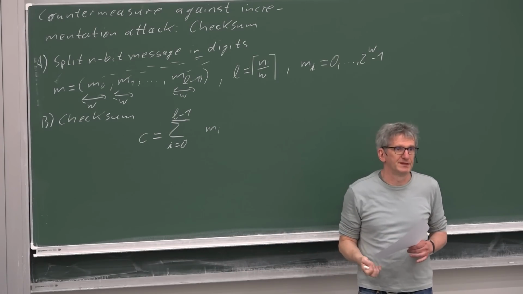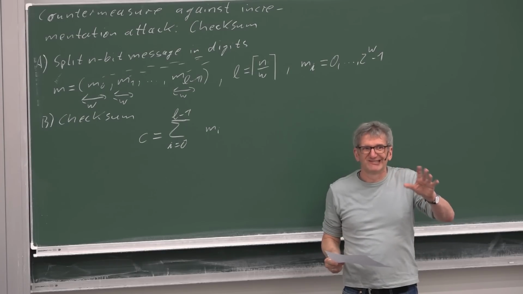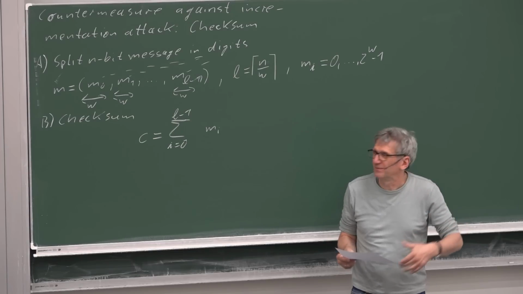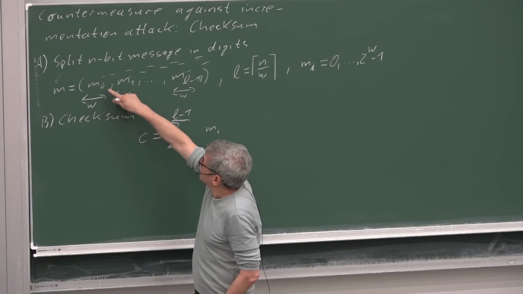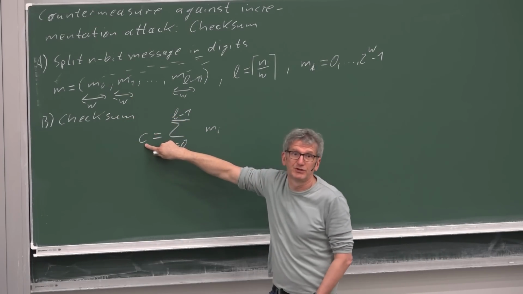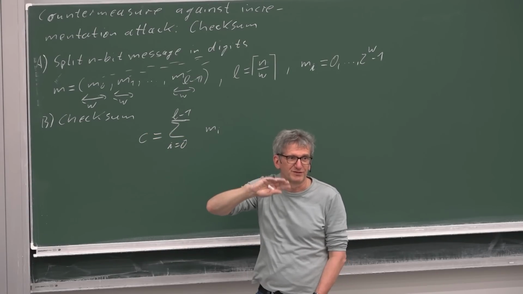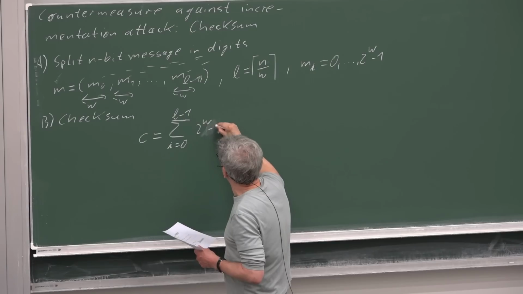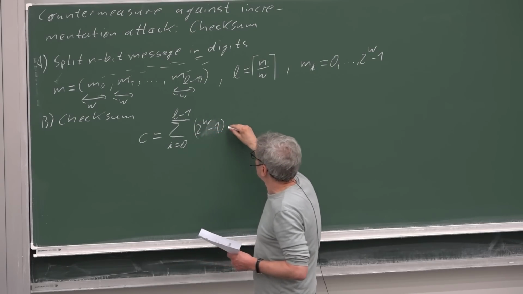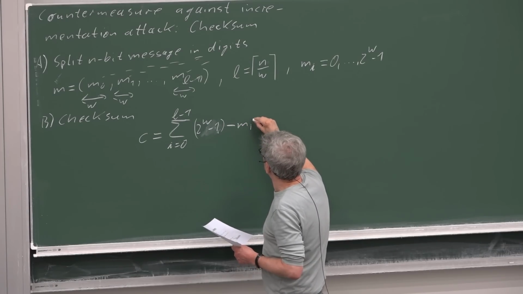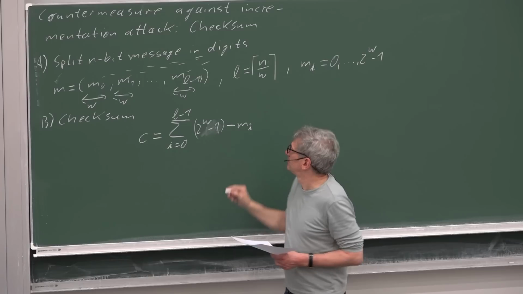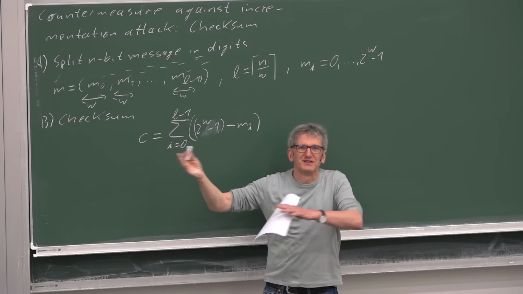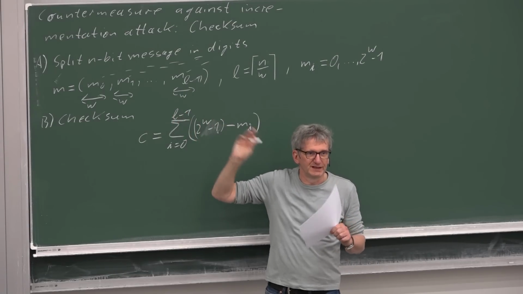We're just adding up that, right? But that doesn't work because we want to prevent this incrementation attack. So if you increment any of these, C would also be incremented, right? And that would work for the attacker. So now we do a little trick. We take the maximum value, which is 2 to the W minus 1, and we subtract the digit from it. That's what we're doing. So if you wish, we take kind of the inverse of these values here.